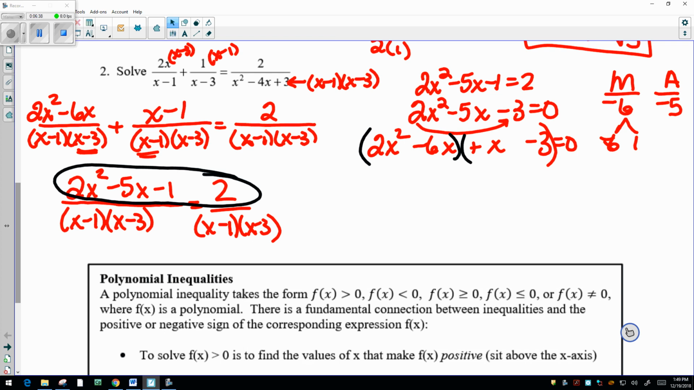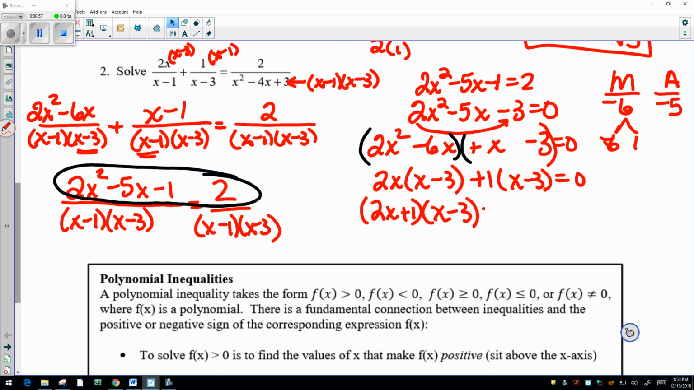Out of our first group, I can pull out a 2x, which is going to leave me with x minus 3. Out of the second, I can pull out a plus 1, which is going to leave me with x minus 3. And we are going to gather our terms on the outside, write down our repeated factor. So now we factor that. And now to find the zeros, we can set these each equal to 0 and solve. So this one is going to give us x is equal to negative 1/2. And this we would solve and find x is equal to 3.